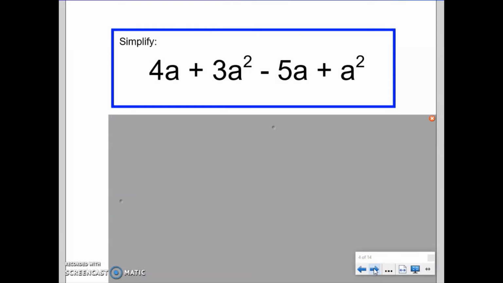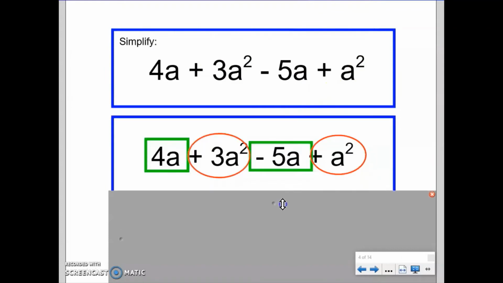Okay, here's my next example. I've used this example just to show you that when we have a's and a squareds, we treat them like totally separate terms. They are as different as a's and b's. They are as different as x's and y's. So if I wanted to collect the like terms in this expression, I'm going to put my a's together. And then separately, I'm going to put my a squareds together. So when I'm highlighting or boxing or circling, it's going to look like this.